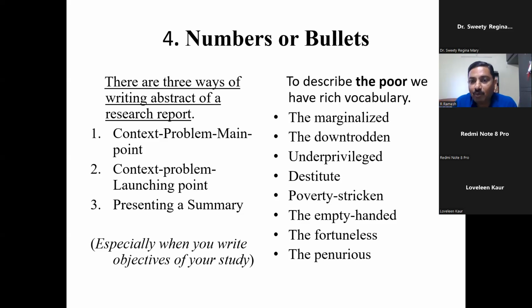To describe the poor, we have a very rich vocabulary. To describe the poor people, we say marginalized, the downtrodden, the underprivileged, the destitute, the poverty-stricken, the empty-handed, the fortuneless, the penurious. We have many different words we use to describe the poor. I am giving them in bullets. I don't give numbers here. Why don't I give numbers here? Because this list can go on and on and on.